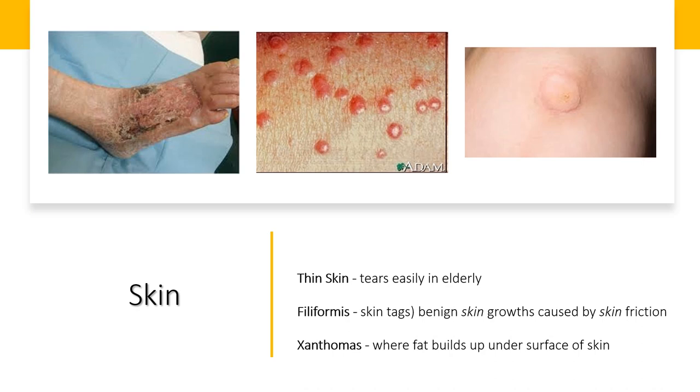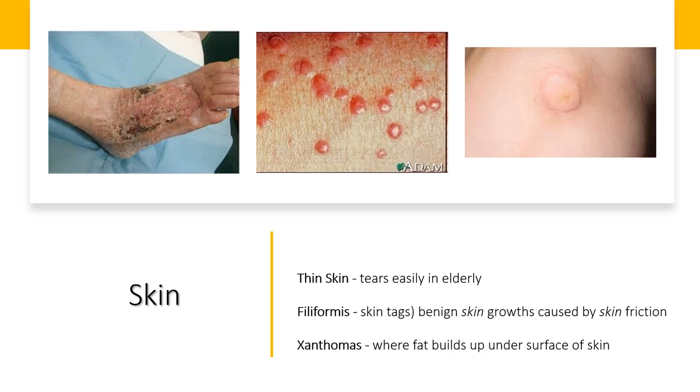So that's a filiformis. A xanthoma is where fat builds up under the surface, and these are normally red and shiny, as you can see in the picture at the bottom of the presentation. You don't normally get that many xanthomas, but like everything, it's always easier to show you a picture, which is the worst case scenario. Normally, most of us might have one xanthoma. You might have a few more. But this is fat that builds up under the surface of the skin.